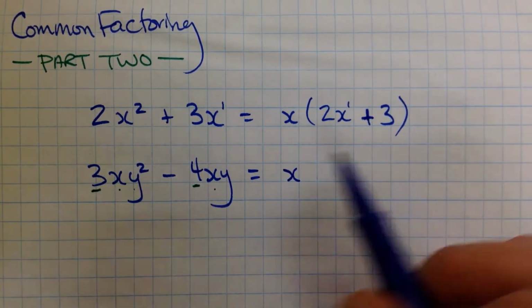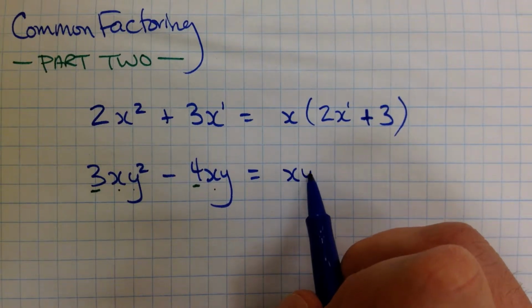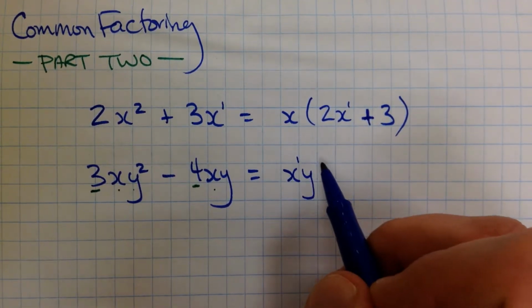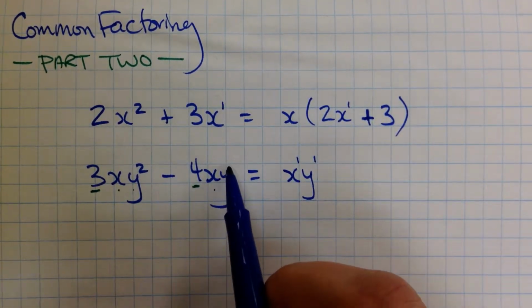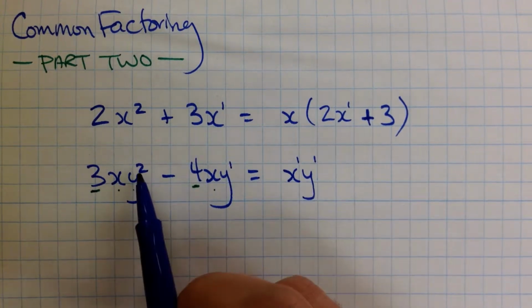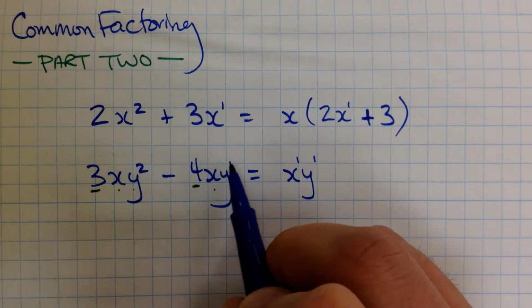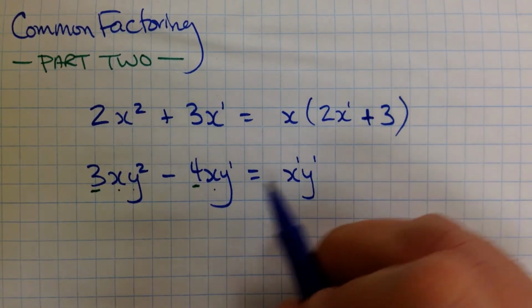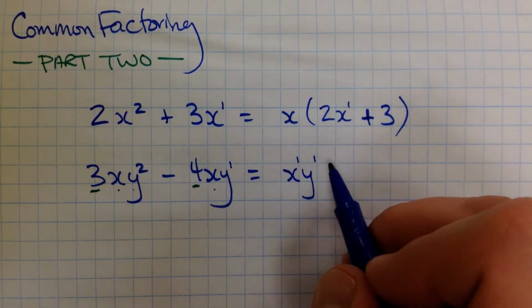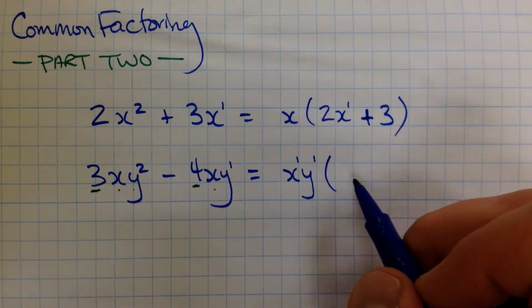So we're going to have an x, and we're also going to have a y. We're going to have a single y out here, so x to the 1 if you want, y to the 1, because this is y to the first power, and this is y squared. So we take the largest value that's common to each of them, but y to the 1 is the largest that we can get.